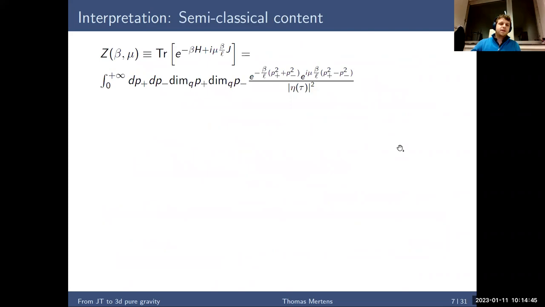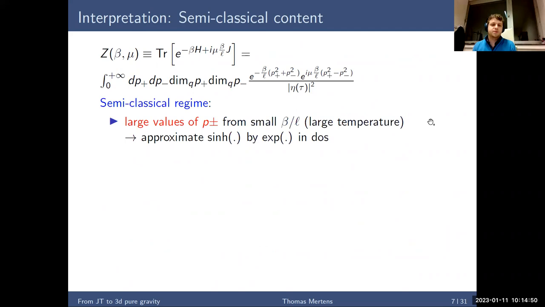So here we have our expression again. Let's first of all look a little bit at the semi-classical regime of this partition function. The semi-classical regime happens where large values of p plus and p minus appear in this integral. You can get this from small beta over L, or large temperatures. So we studied this model in the large temperature limit, in which case we can approximate the hyperbolic sine functions that appear in these dimensions by exponentials, just like we did for JT gravity as well.